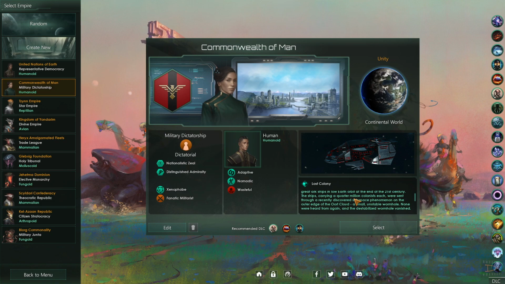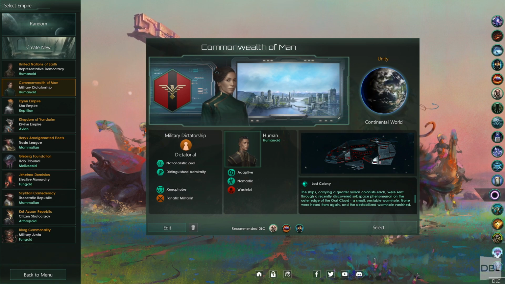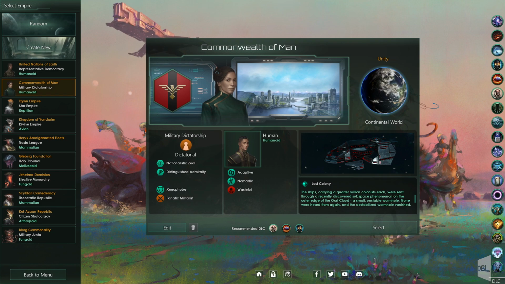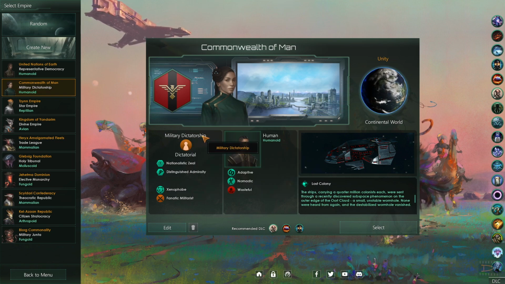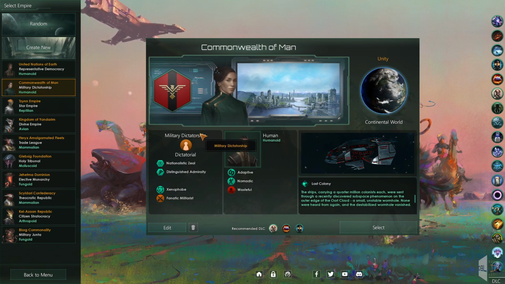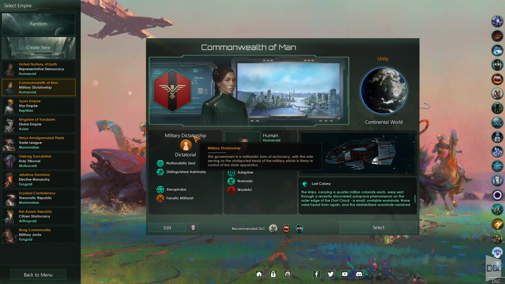Well, this is kind of cool. This is kind of cool. But I still don't like being a military dictatorship. And the word tater is in there, and I don't be no tater.